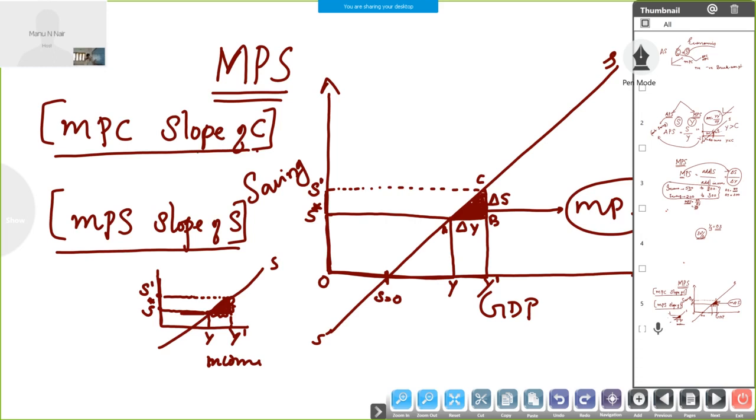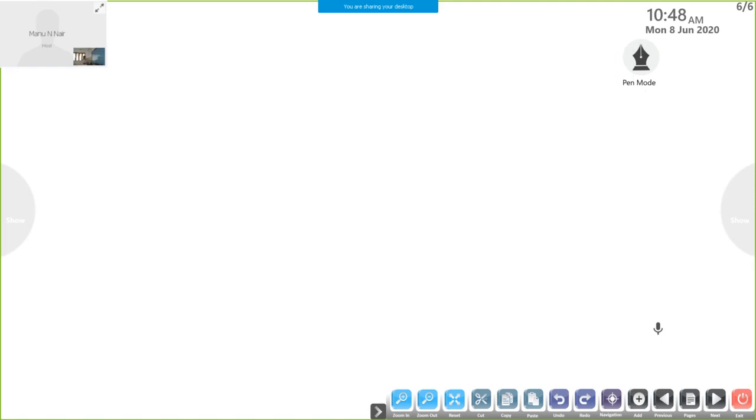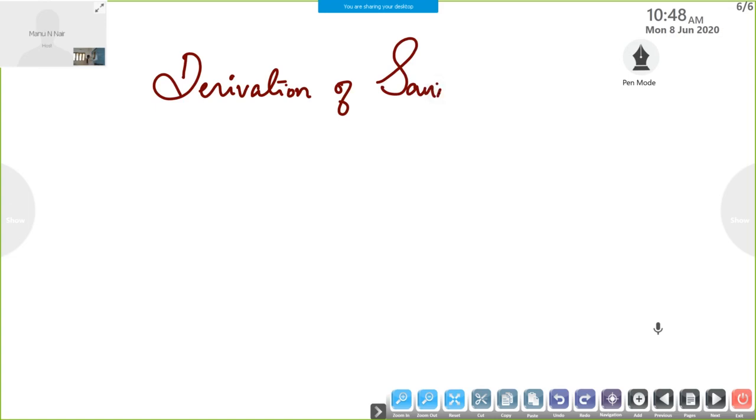I think you understood. Numerical example. This is graphical representation. Then next topic, it's very important: derivation of saving function from consumption function.